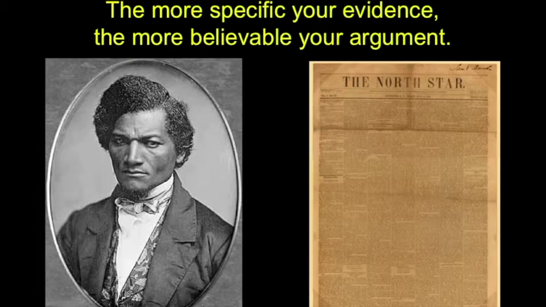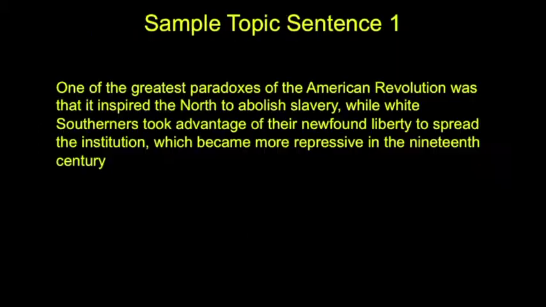In the following slide, I'm going to provide you with an A-level body paragraph for our first topic on the changing nature of slavery. You'll remember that the topic sentence we wrote for this paragraph during the previous podcast was, one of the great paradoxes of the American Revolution was that it inspired the North to abolish slavery, while white Southerners took advantage of their newfound liberty to spread the institution, which became more repressive in the 19th century. I'm now going to show you the rest of the paragraph, in which each sentence is numbered.